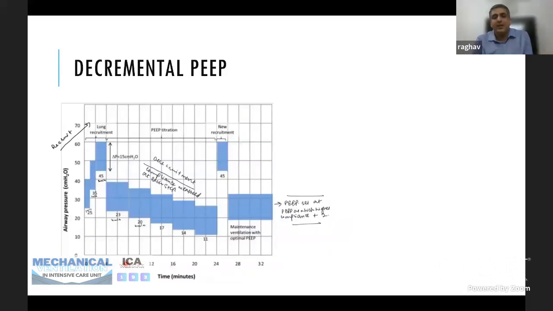Similarly, this trial method can also be done in a decremental fashion, in which we start with a higher PEEP and then decrease the PEEP by 2 centimeters of water at every step, every 3 to 5 minutes, and we find a PEEP which gives us the best compliance.